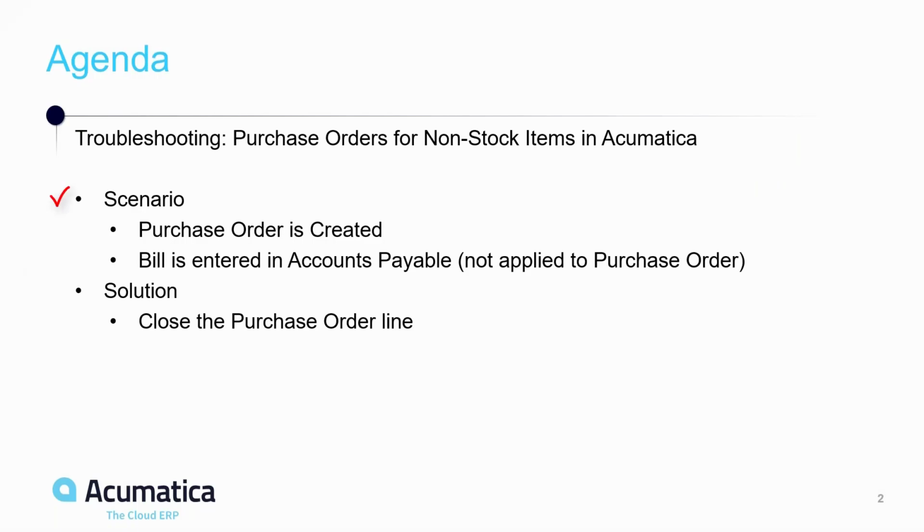So here is our scenario, and it's pretty simple. We create a purchase order for a non-stock item, but when we receive the bill, we don't associate that bill with the purchase order. Well, Acumatica has a very cool function which allows us to close that purchase order line without having to receive the bill against the purchase order. Now understand, this only works for non-stock items, however. If it's stock items, we have a whole different process for that.